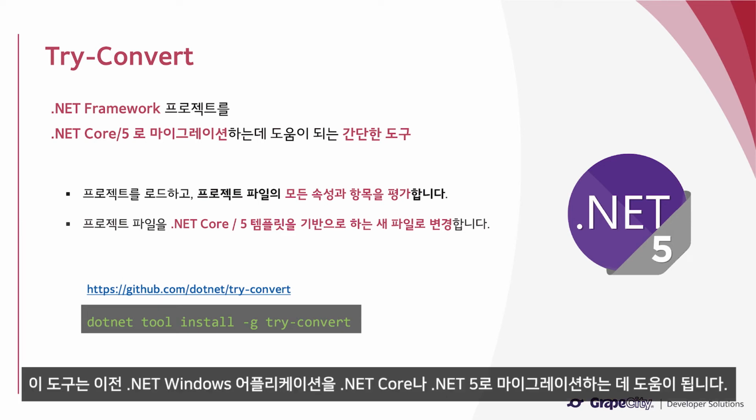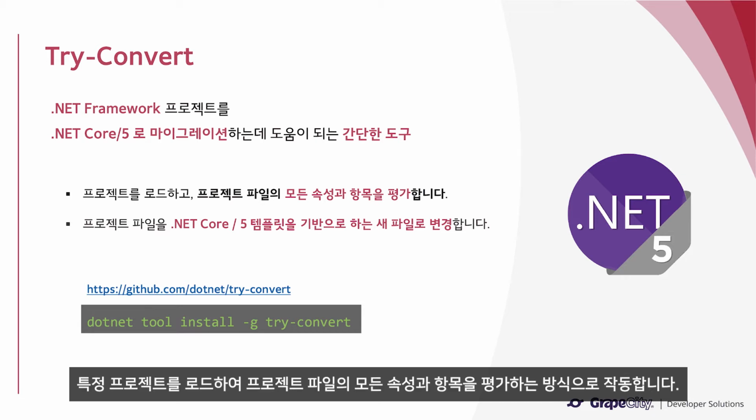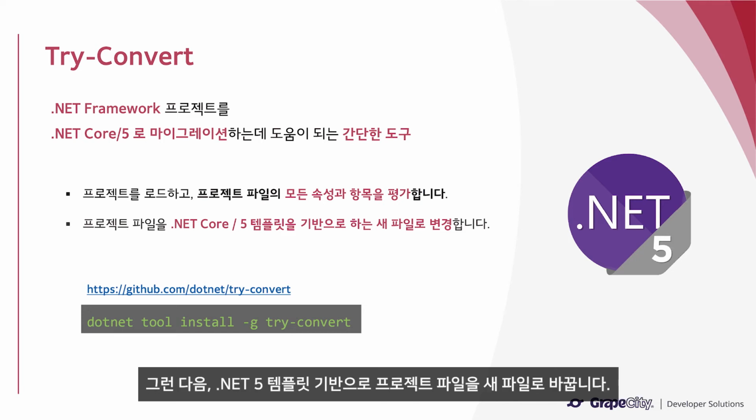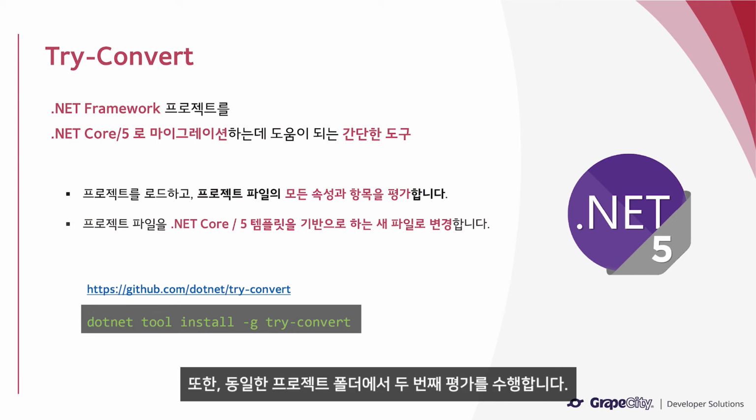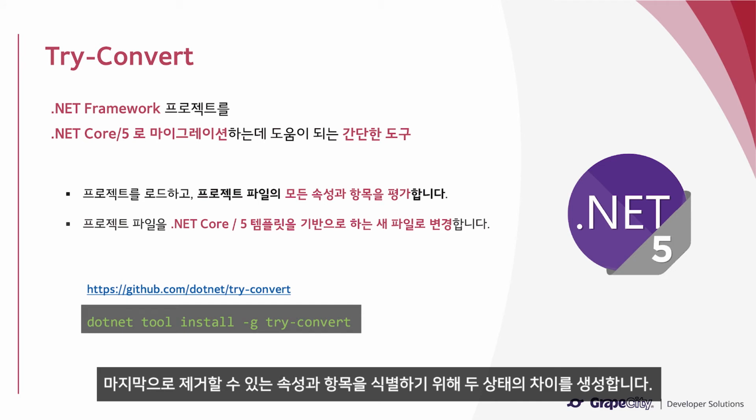This tool helps migrate older .NET Windows apps to .NET Core or .NET 5. How it works is it loads a given project and evaluates all the properties and items in the project file. It then replaces the project file with a new one based on the .NET 5 template. It also does a second evaluation in the same project folder so that items that are automatically picked up by globbing will be known as well. It then applies rules about well-known properties and items, finally producing a difference of the two states to identify properties and items that can be removed.